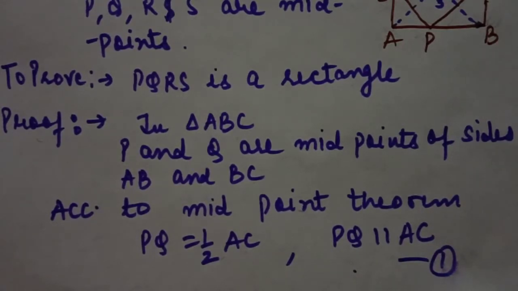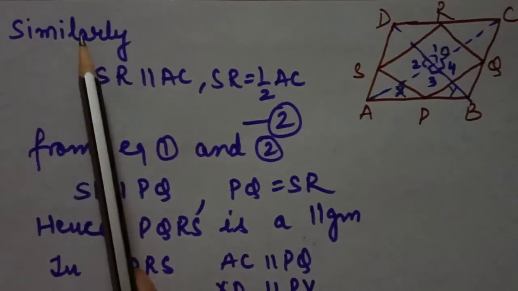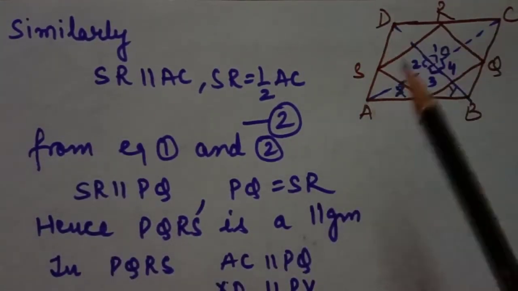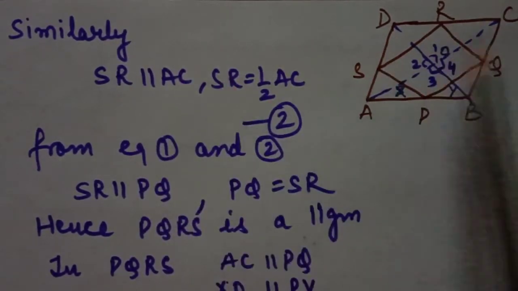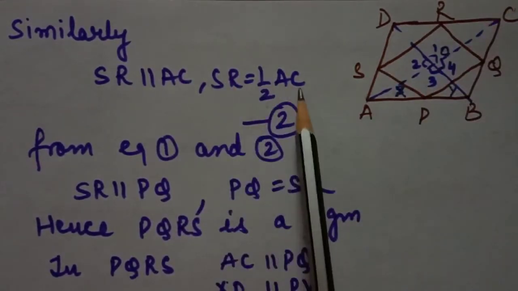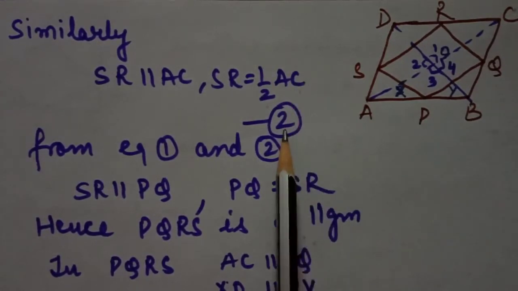This is equation number 1. Similarly, in triangle ADC, we can prove by the midpoint theorem that SR is parallel to AC and SR is half of AC. This is equation number 2.